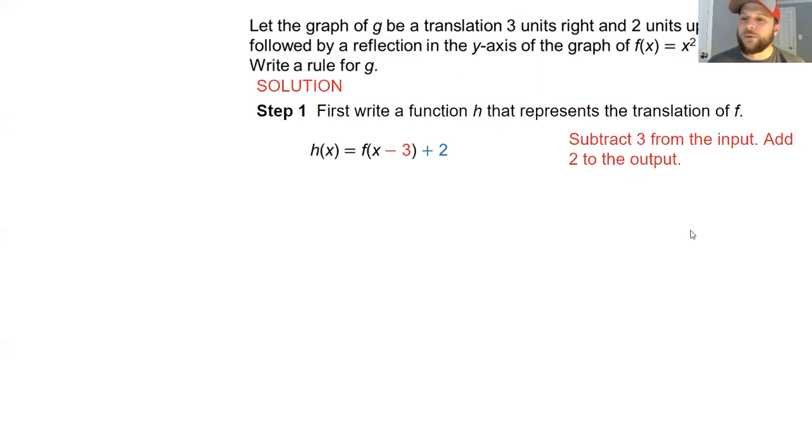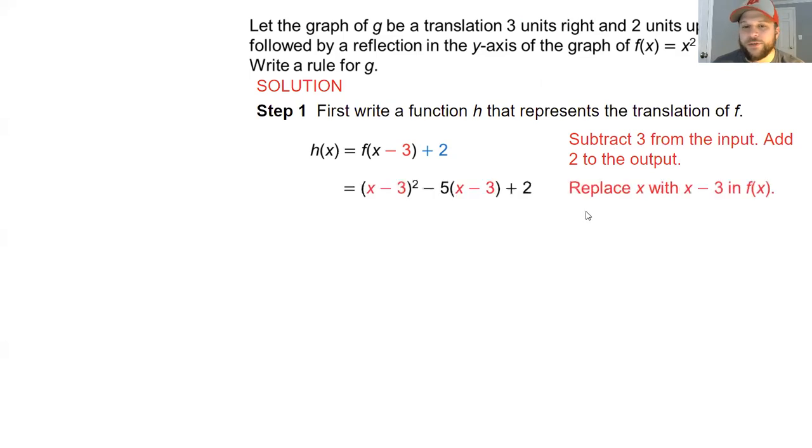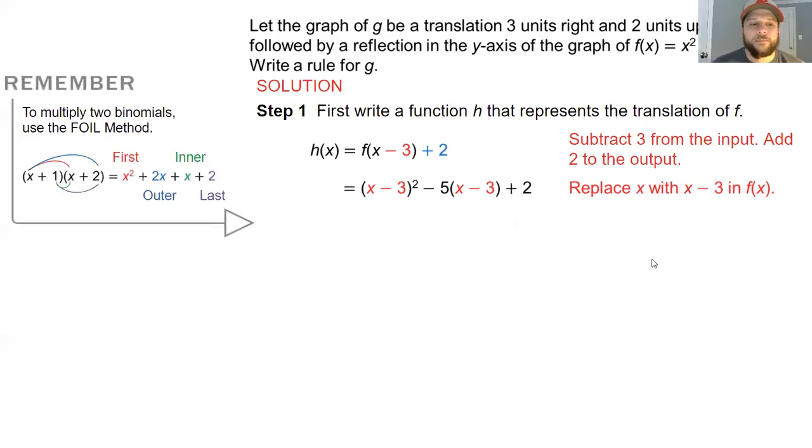Got your x minus 3 plus 2 of the basic function. So we're going to plug in x minus 3 wherever we see an x, and then add 2 at the end. So we're rewriting: instead of x squared, it's x minus 3 squared. And instead of minus 5x, it's minus 5 times x minus 3, with a plus 2 at the end.